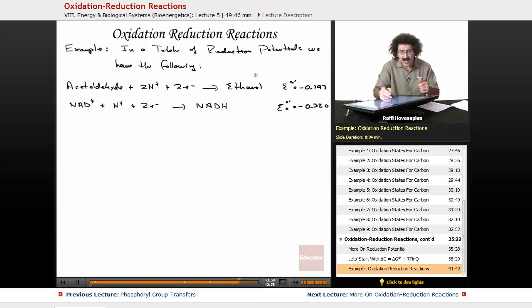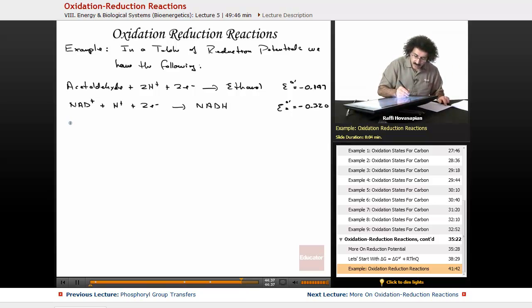Now, the question is, what happens when these species are brought into contact with each other? When I have some acetaldehyde, some ethanol, some NAD+, and some NADH, what's going to happen? Well, take a look at the reduction potentials. This is negative 0.197, and this is negative 0.320. This one is actually more positive than this one, so this will end up staying as written. The acetaldehyde will reduce to ethanol. This one will end up having to reverse. It's going to be the NADH that turns into NAD+. Acetaldehyde will reduce. NADH will end up oxidizing. That's what's going to happen.